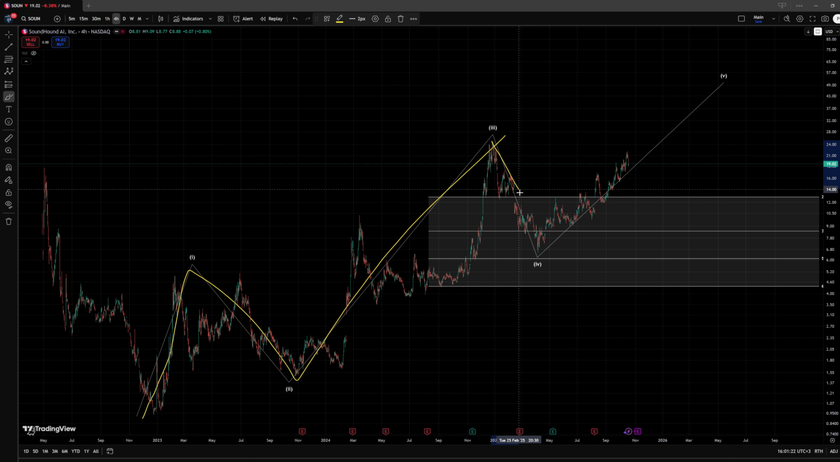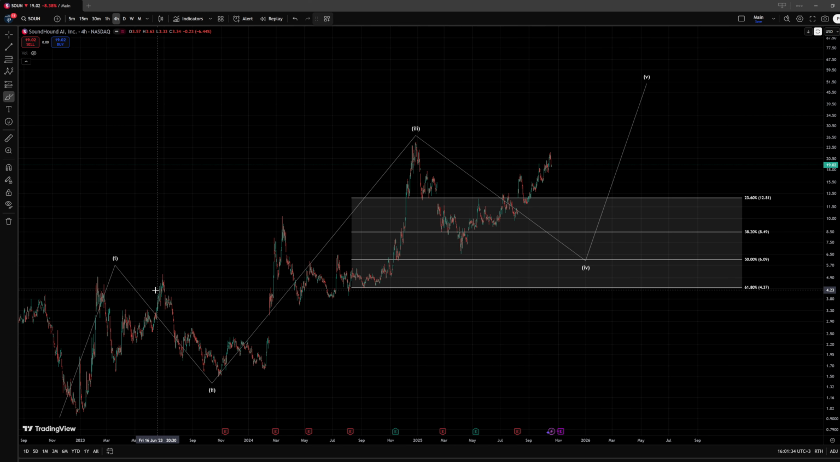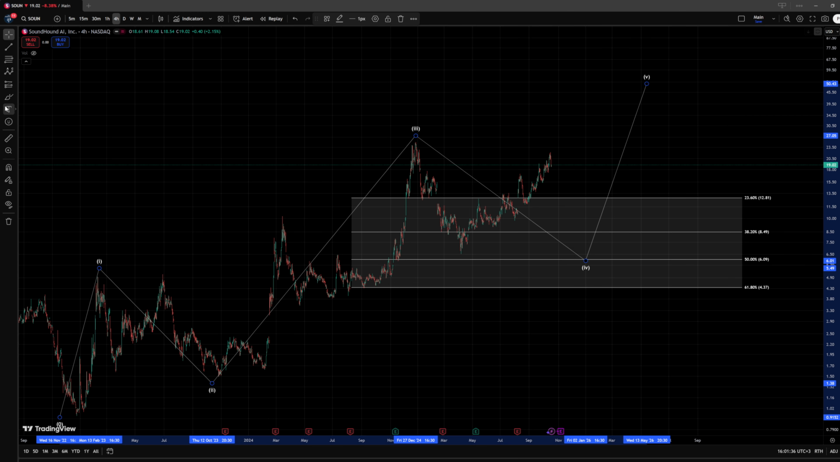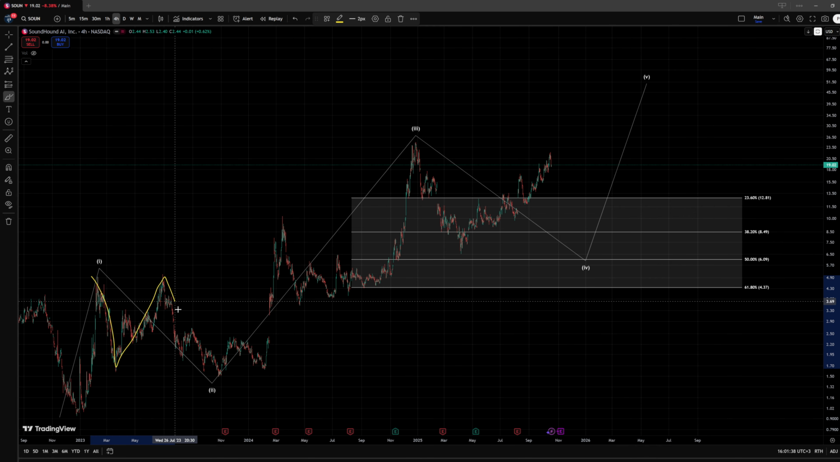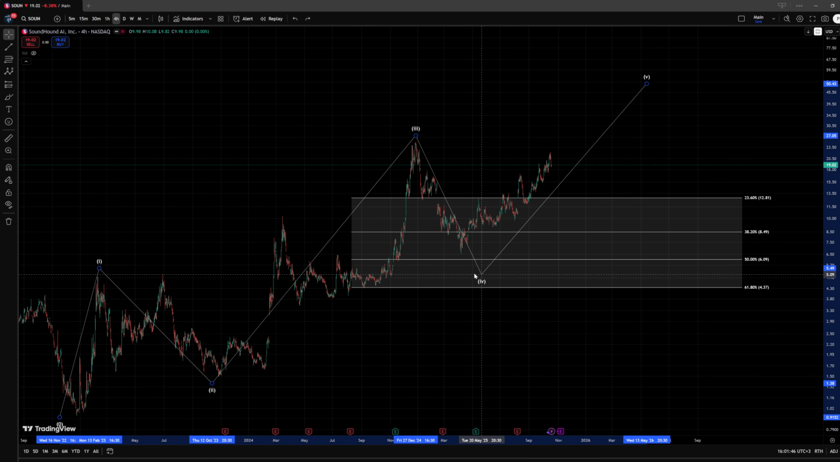Then I could argue that this wave 4 could have completed, but having an extension within this wave 4 is not unexpected at all, and we do still even have room for this wave 4 to extend even lower. And consider that in this wave 2 correction, it did extend for quite a significant amount of time and also quite deeply, so it wouldn't necessarily be a surprise to do something similar in this wave 4.